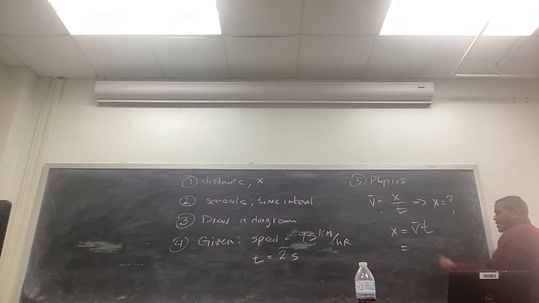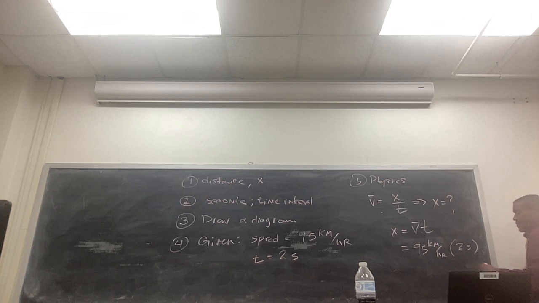Right? And so V is what? 95 kilometers per hour. T is what? 2 seconds. Right? So we know we can't multiply these two together, right? We have 2 different units of time. So we either have to convert 2 seconds to hours or 95 kilometers per hour to kilometers per second. Seconds to an hour?